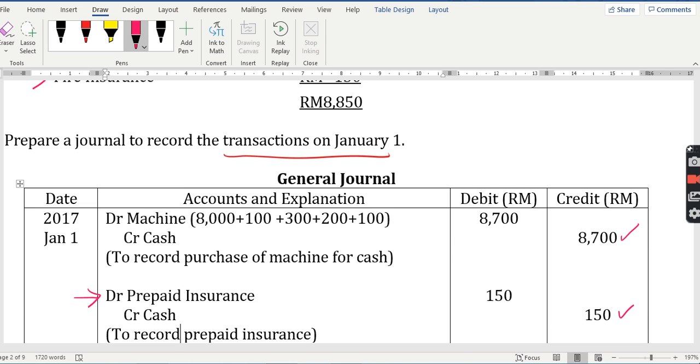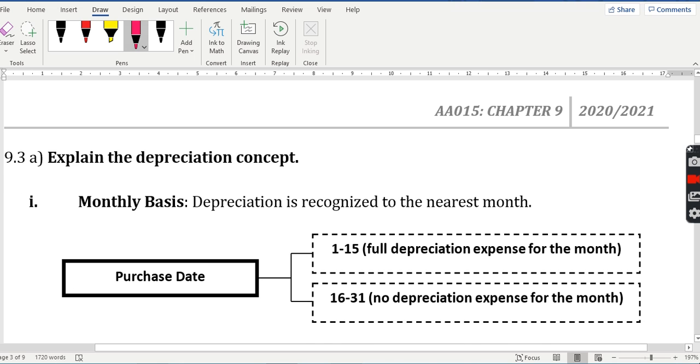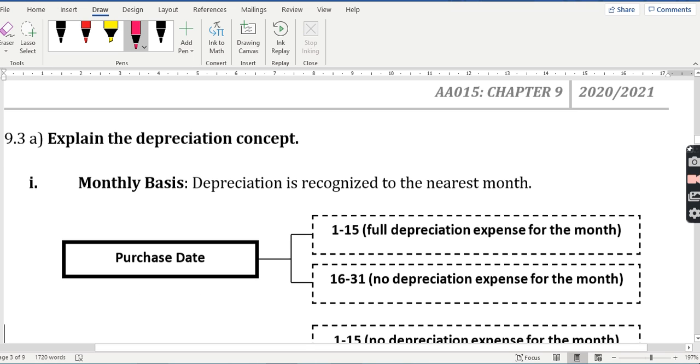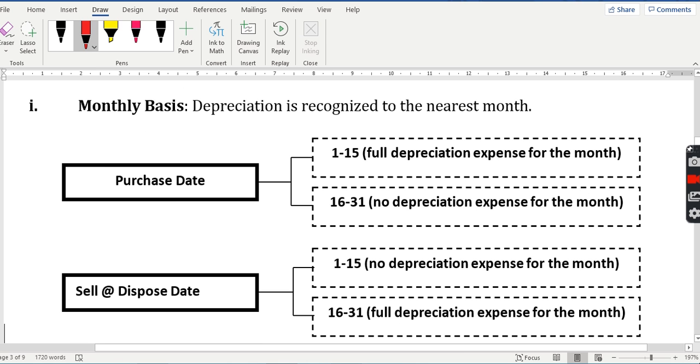Okay, now we go to the depreciation concept. We have 2 bases to calculate our depreciation. We'll focus on the monthly basis first.